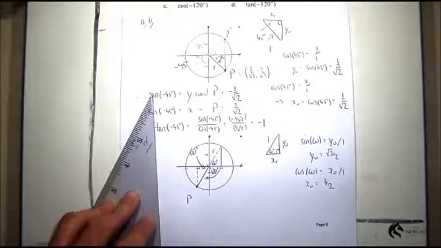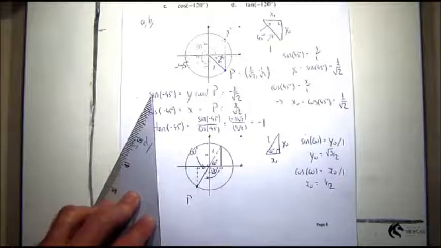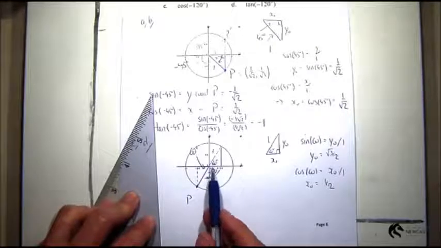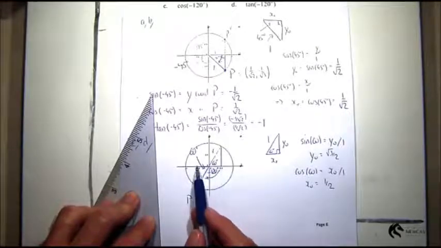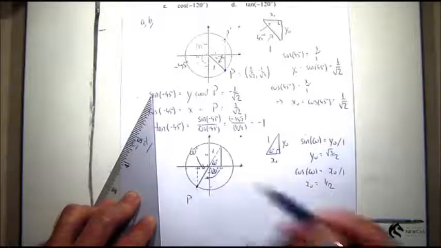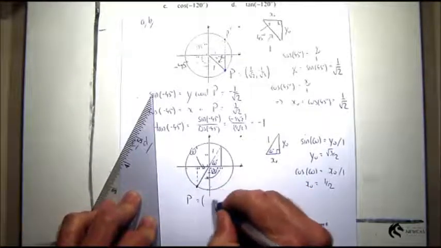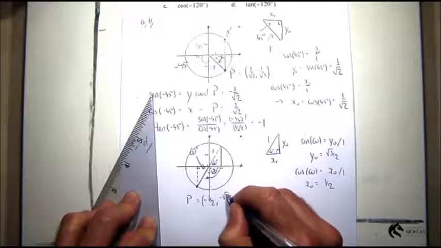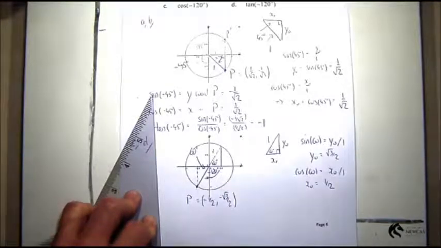So now I have the coordinates of P, because when I look, the x coordinate of P is negative, the y coordinate of P is negative, so P has coordinates minus a half, minus the square root of 3 on 2.